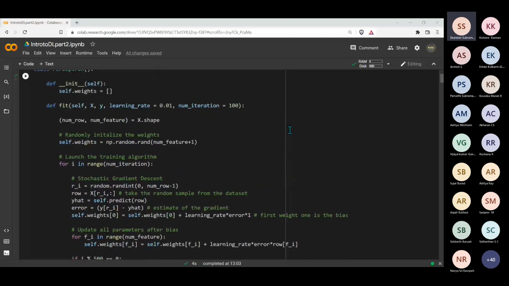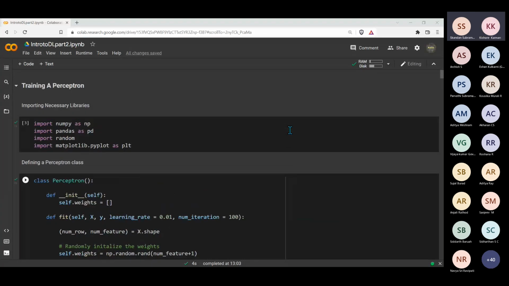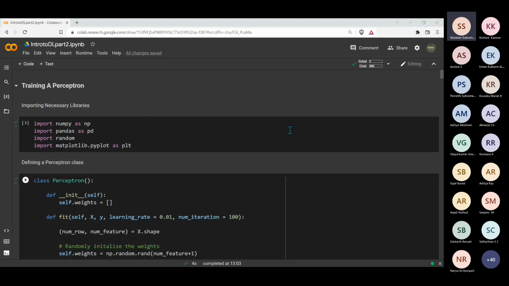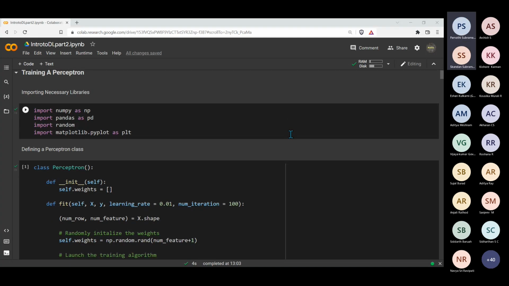Can you see my screen, right? No, not yet. I'm not able to see. Yeah, it's visible. Kishore's screen is visible. Maybe Skandan, you can just talk and then we'll see how it goes. Okay, I can see it now.